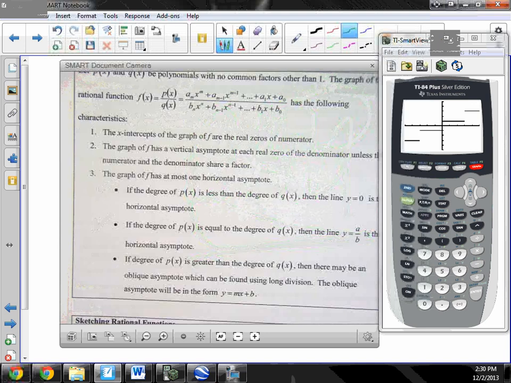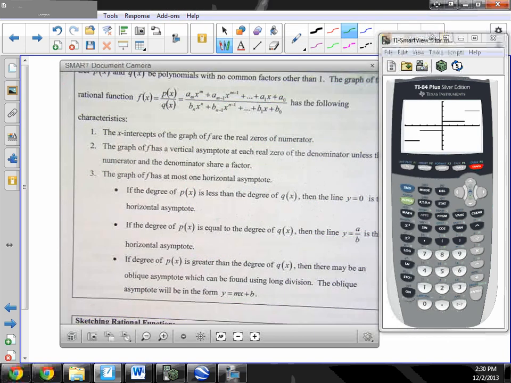Okay, and then the last one is where it gets a little bit tricky, but it's still not hard. If the degree of the top is bigger than the degree of the bottom, then there might be an oblique asymptote. And they don't tell you this, which they should. The only time you get an oblique asymptote is when the top is one number bigger than the bottom. So if the top is an x to the 5th and the bottom is an x to the 4th, then you get an oblique, because the difference between them is linear.